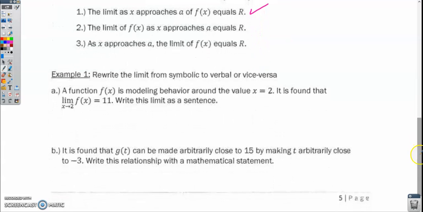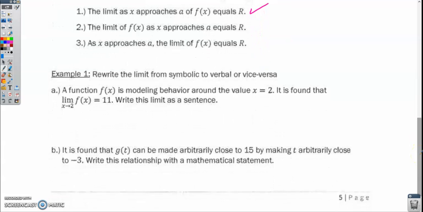All right, I'm back. So let's look at example 1. Rewrite the limit from symbolic to verbal or vice versa. A function f of x is modeling behavior around the value x equals 2. It is found that the limit as x approaches 2 of f of x is equal to 11. Notice how I even read it that way. I read it the way I'm going to write it. Write this limit as a sentence. And so you could have had any one of 3 possible answers.